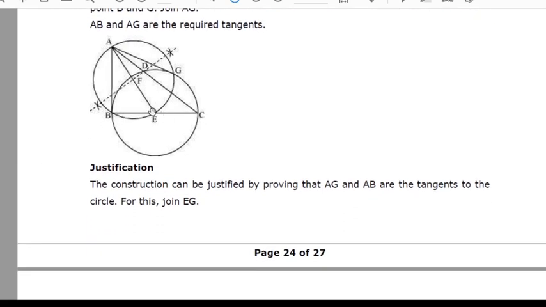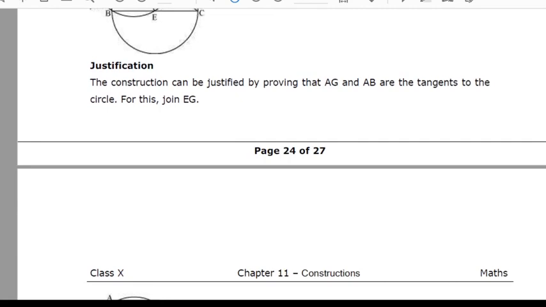You have to join this and this. Whenever you join them, you will notice this is a right angle triangle. If this is a right angle triangle, then this angle is 90 and this angle is 90, so you say these are tangents.